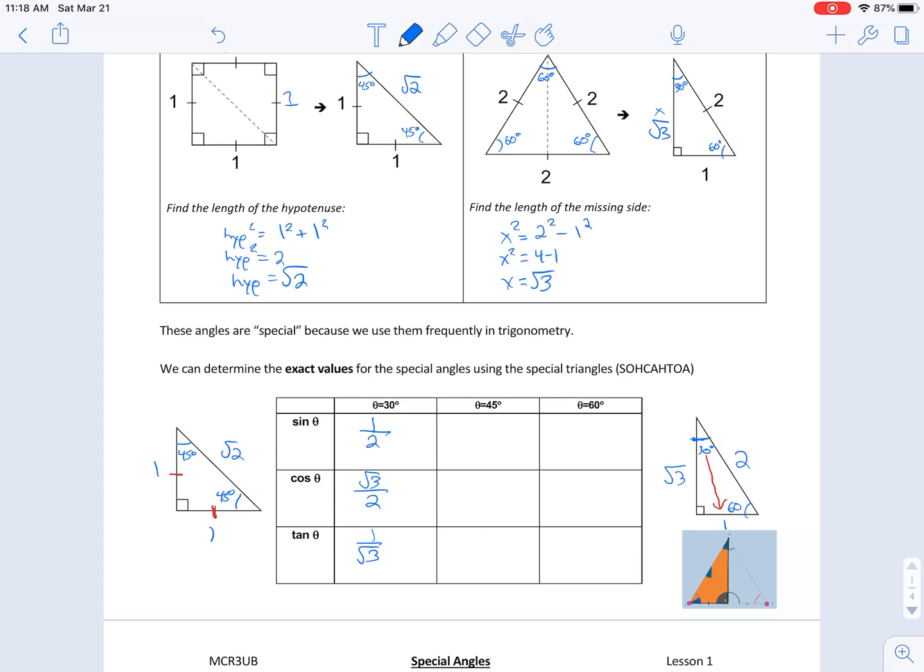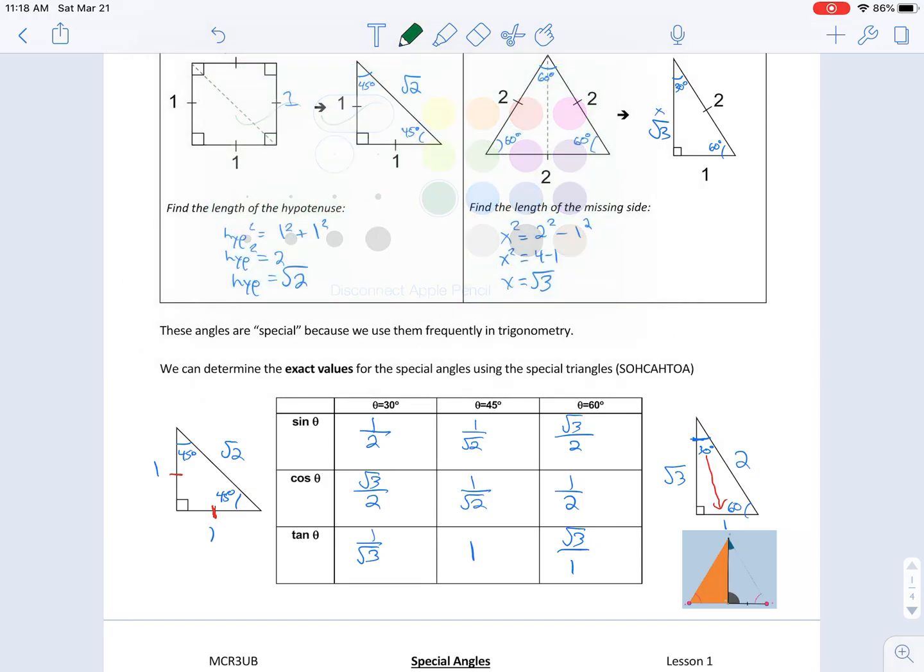So 45 becomes 1 over root 2. Cosine, again, adjacent, gives me the same answer, 1 over root 2. And then tan just becomes 1 over 1, or just 1. And sine of 60, opposite over hypotenuse. Cos of 60 is going to be adjacent over hypotenuse, so we get the 1/2. And then the last one, tan, is going to be root 3 over 1, or just root 3.